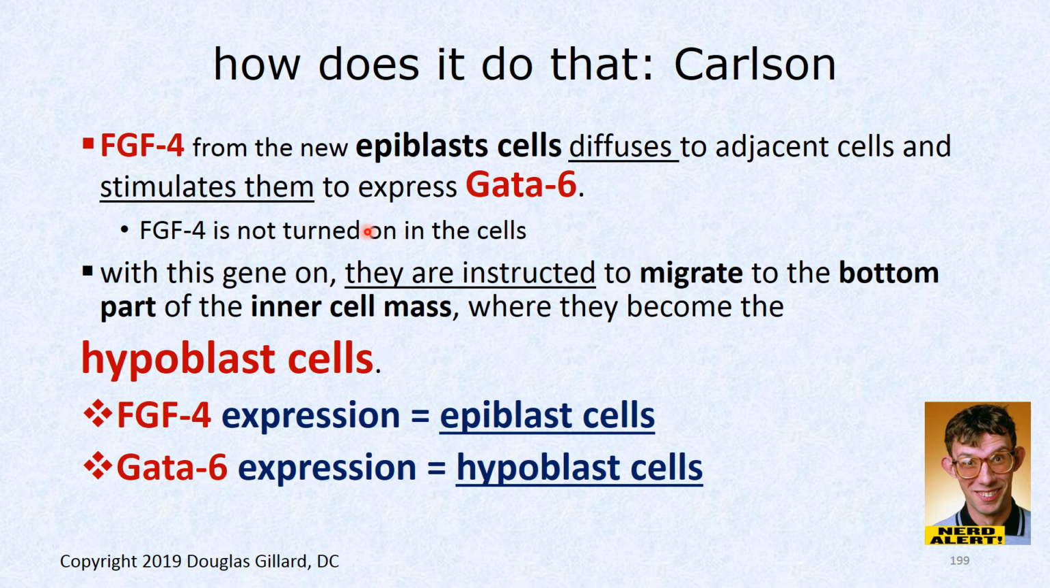Instead, a new gene turns on called GATA6. So FGF4 turns on GATA6 in the cells destined to become the hypoblast. And then they're instructed to migrate down to the bottom toward the abembryonic pole, right next to the blastocoel. And that's where they live. And that's eventually going to become the endoderm. So FGF4 is expressed in epiblast cells. GATA6 is expressed in hypoblast cells.